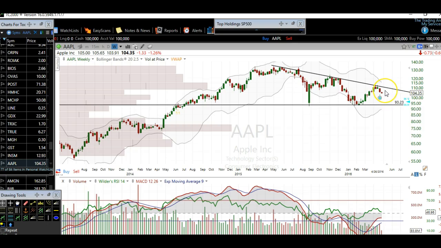Definitely looks like Apple is eventually going to break this 93 level, but just as far as short-term, I think we can play a bounce here and use 93 as a stop.